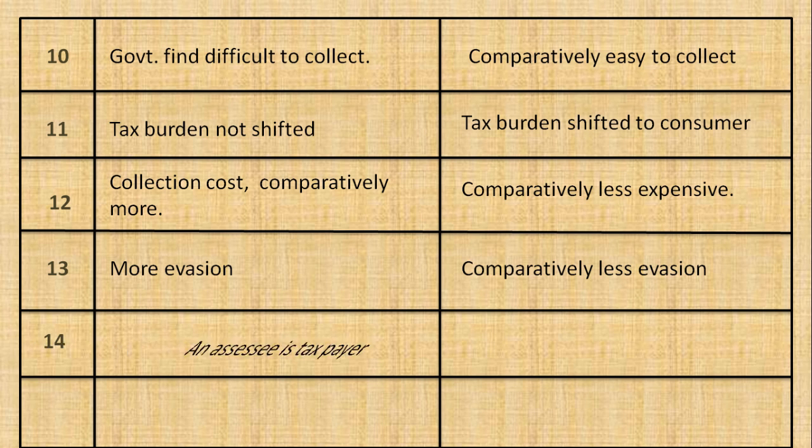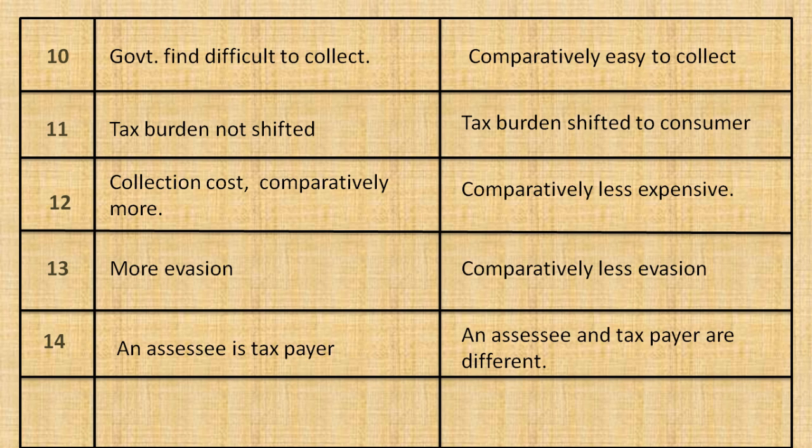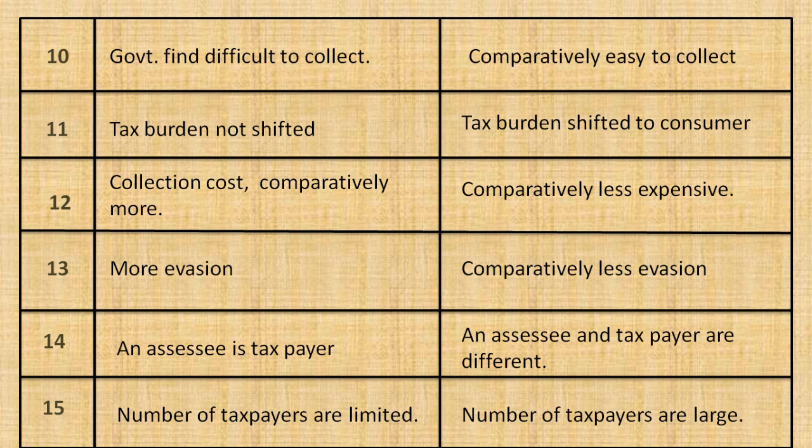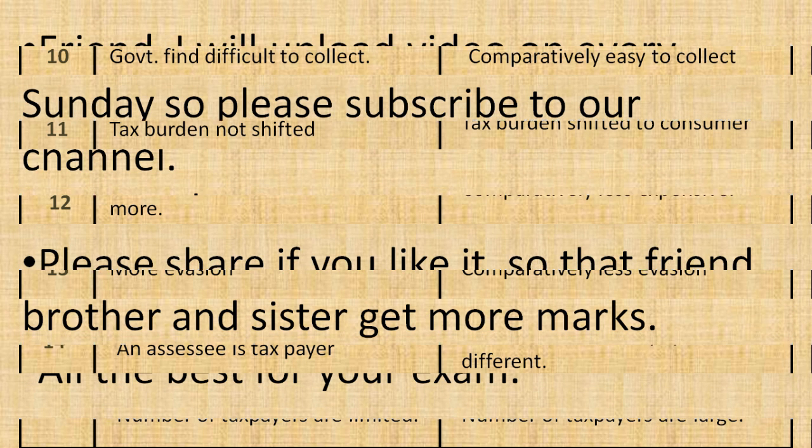14th point. An assessee is a taxpayer, and in indirect tax the assessee and the taxpayer are different. 15th point. The number of taxpayers is limited in direct tax, whereas the number of taxpayers is very large in indirect tax.